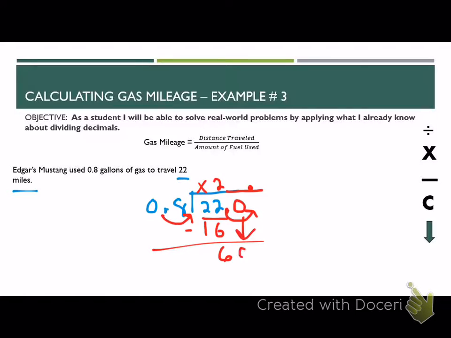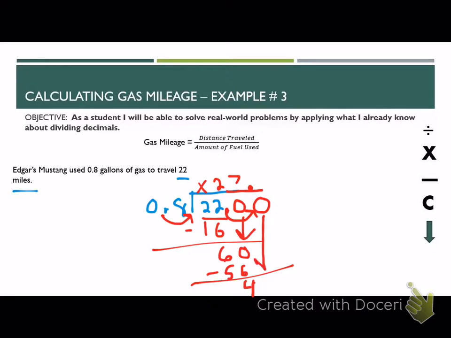Bring down our 0. How many times does 8 go into 60? Well, 8 goes into 60 7 times. 7 times 8 is 56. We have 4 left over. What do we do? Well, in this particular case, we've talked in the past about adding a decimal and a 0, but we already have a decimal, so we don't add one. We can just add a 0 to the end because we already have our decimal.